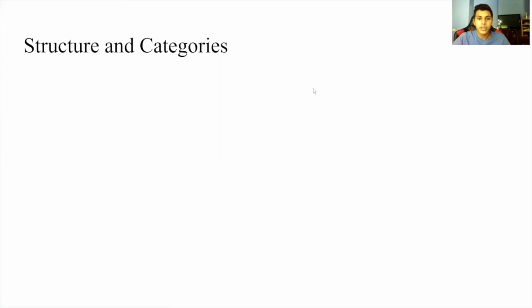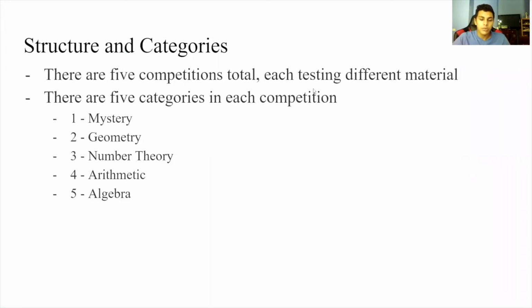So the structure and categories of IMLEM. In IMLEM, there are 5 competitions total, and each competition tests different material. In each competition, there are 5 different categories. The first is mystery, then geometry, number theory, arithmetic, and algebra, which we label with a number 1 through 5, with mystery being 1 and algebra being 5 in this order.